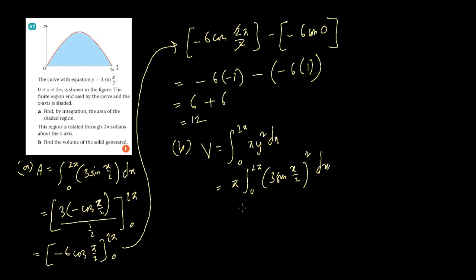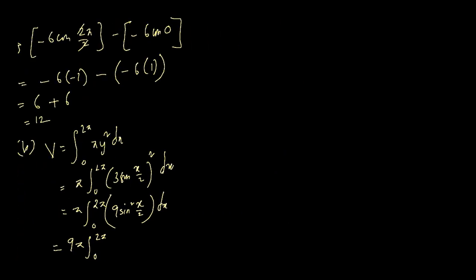This would be pi, 0 to 2 pi, 9 sine squared theta, x by 2 dx. We can just bring the 9 constant outside. This would be 9 pi, 0 to 2 pi. Now sine squared theta, you remember while integrating sine squared theta we use an identity and then we use the fundamental rule of calculus, and this is the identity.